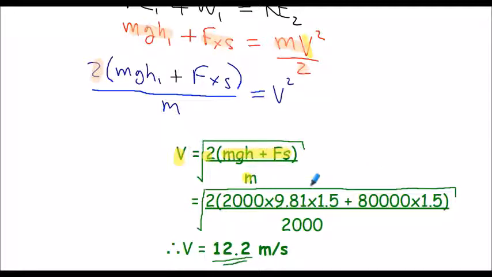Inserting the numerical values, in this case, the m is 2000 kilograms. We know g is 9.81 meters per second squared. The h, the height fallen, is 1.5. We add to that the steam force on the hammer, which is 80,000 newtons, and we multiply that by the distance the force acts, which again is the 1.5 meters. That's all divided by the m, which is 2,000. Evaluating, we find the velocity on impact of the hammer with the forging is 12.2 meters per second. I would encourage you to verify that calculation for yourself.